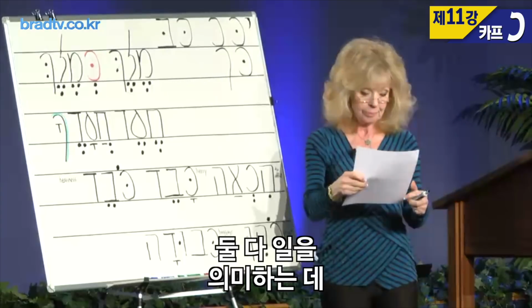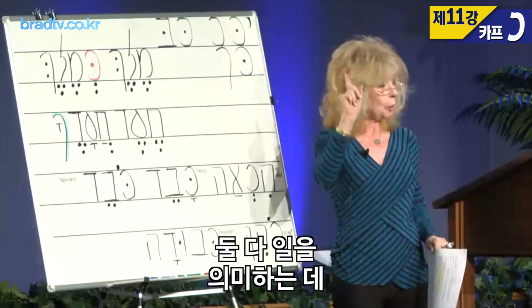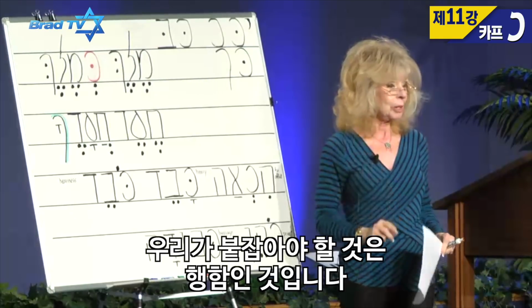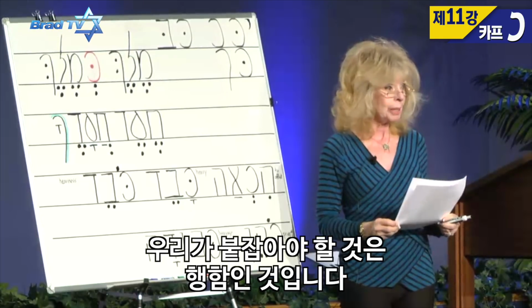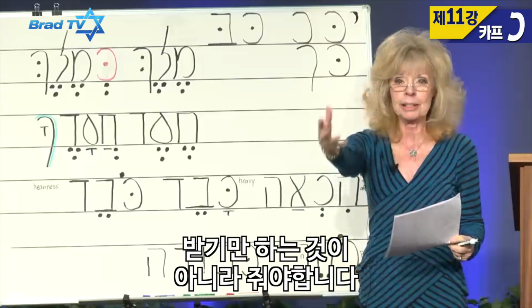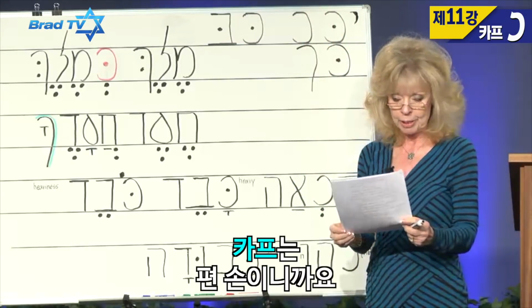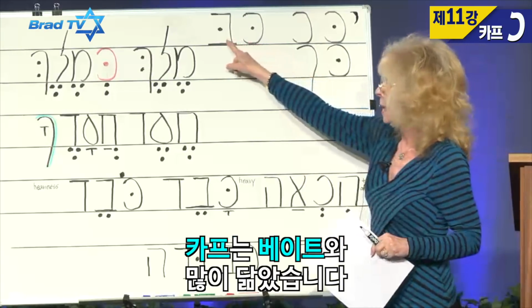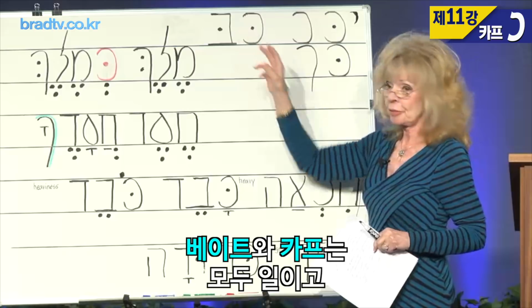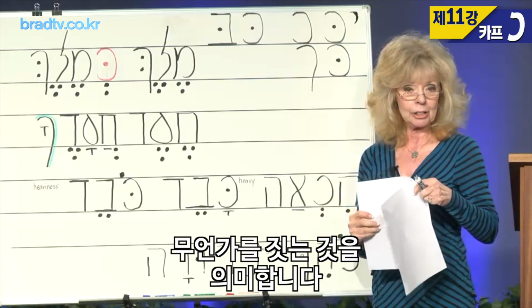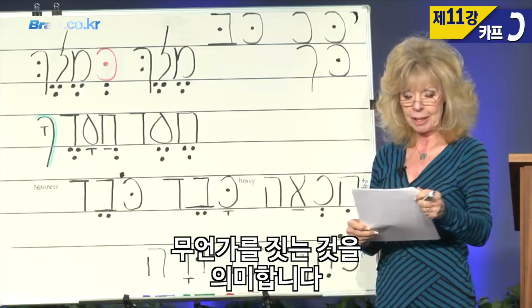Both hands are meant for work. And that's the thing we want to hold on to. We are to be working. We aren't just to be receiving, we're to be giving. That Kaf is an open hand. Kaf looks a lot like a bait. And both Kaf and bait are for work. They're both relating to construction of some kind.